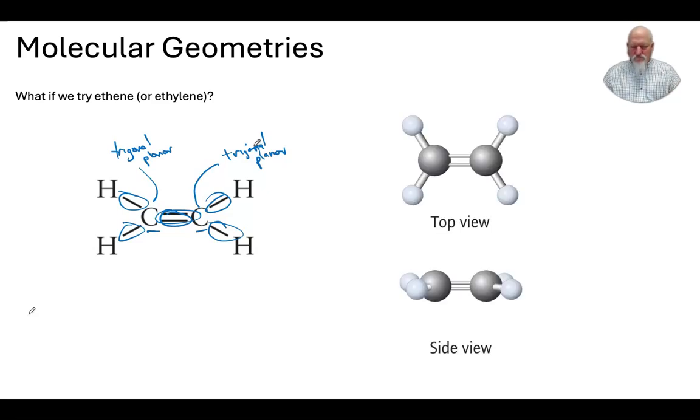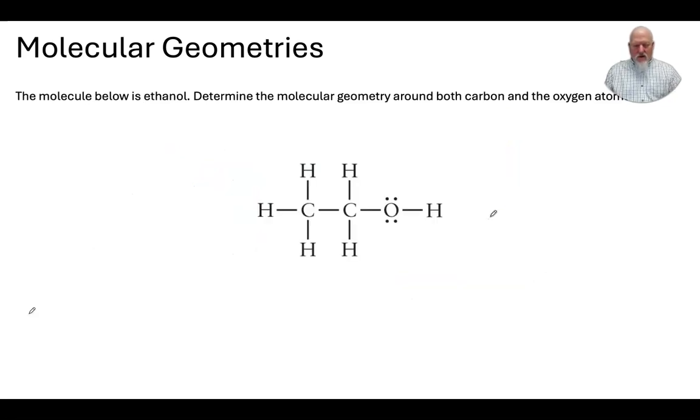If we look at that from the top, since it's planar, it's flat. I've got the carbons, and then I've got each hydrogen. And you can see the left carbon is trigonal planar between the 2 hydrogens and the bond to the carbon. And the carbon on the right is trigonal planar because of the 2 hydrogens and the bond to the carbon. If we do the side view, because it's planar, it's flat.